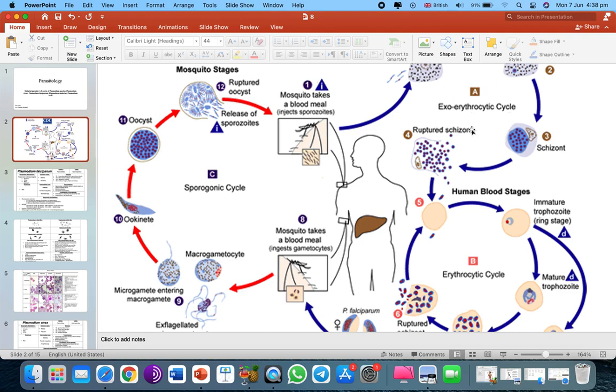This is called exo-erythrocytic cycle. It means outside of the RBCs. This cycle is outside of the RBCs.